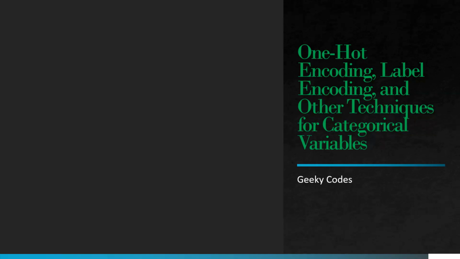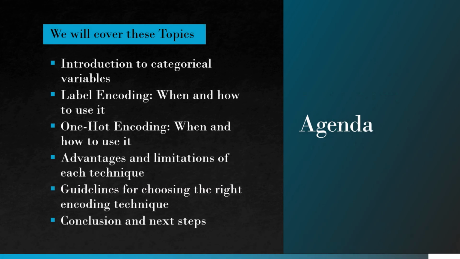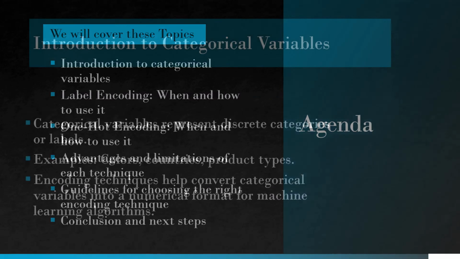Welcome to my YouTube channel, and in this video we will talk about categorical variables and some techniques to handle them. Today we will cover the following topics: first, an introduction to categorical variables, then label encoding, one hot encoding, the advantages and limitations of each technique, guidelines for choosing the right encoding technique, and then the conclusion and the next steps. So let's move forward.